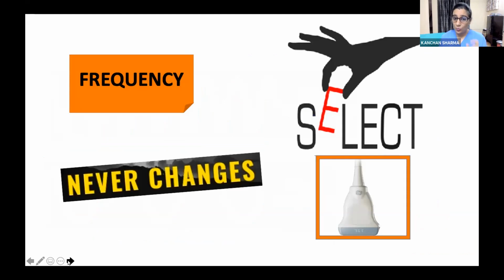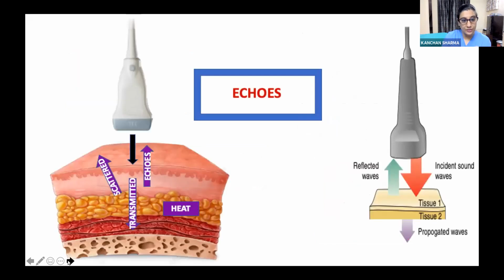About frequency, one thing I would like to tell you: in an ultrasound machine, this is the only thing over which we have superb command. If I have set the frequency at 13 megahertz, it will never change. This probe will be continuously emitting a frequency of 13 megahertz, right? That is the beauty: this is the only thing we can control in ultrasound.